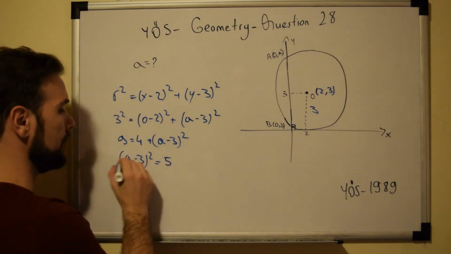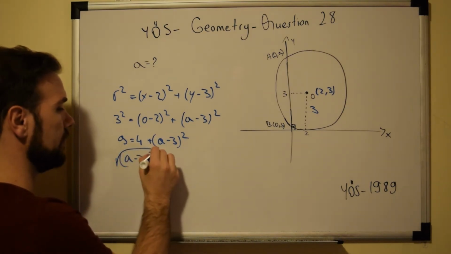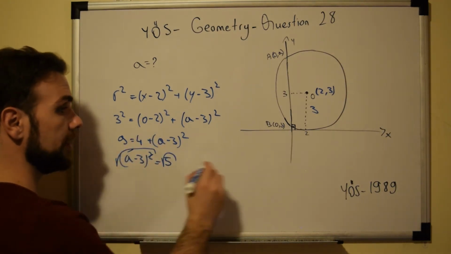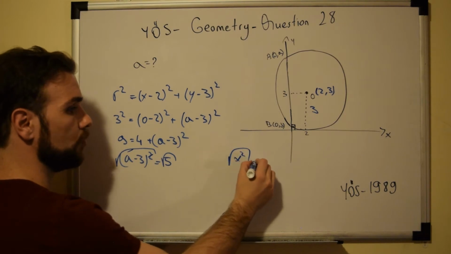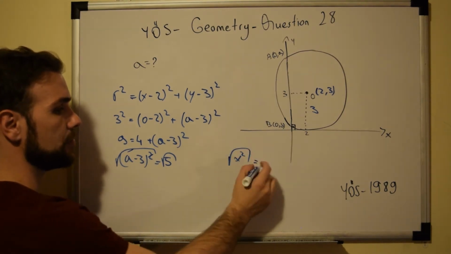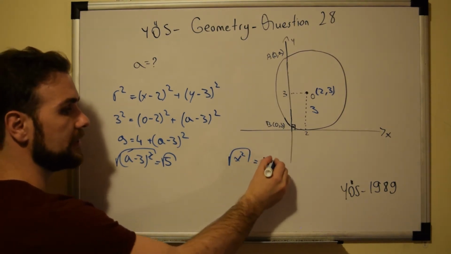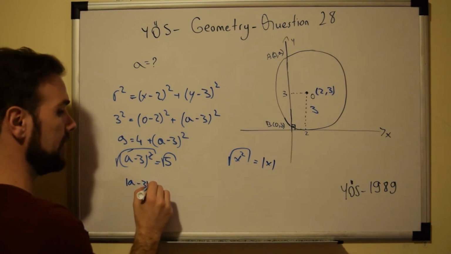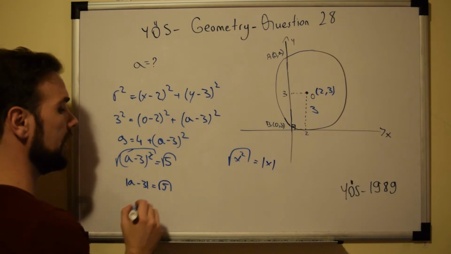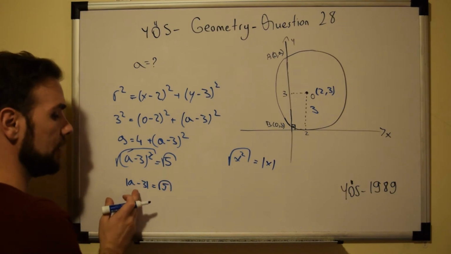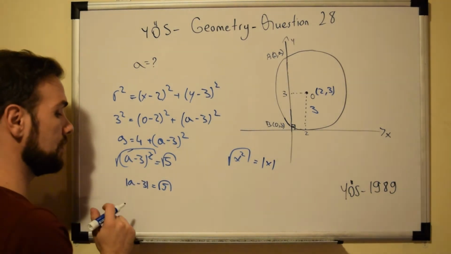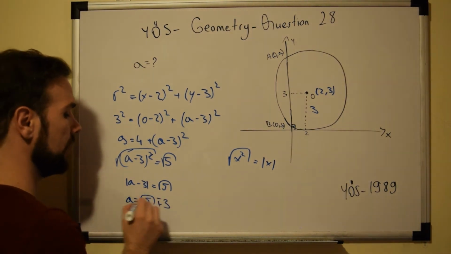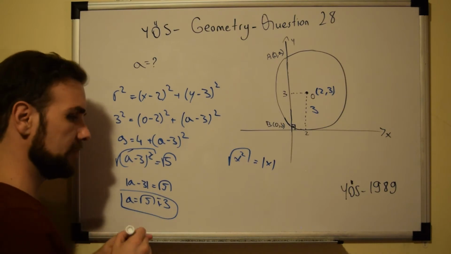So we take the square root for both sides. This cancels with this. But one thing you have to remember, please don't forget the rule: if we have the square root of x squared, always x will come out as the absolute value of x. So we have the absolute value of A minus 3, which is equal to square root of 5. So we have to consider the value as positive and negative within the absolute value. So A is equal to square root of 5 plus minus 3. And this is the right answer for this question.